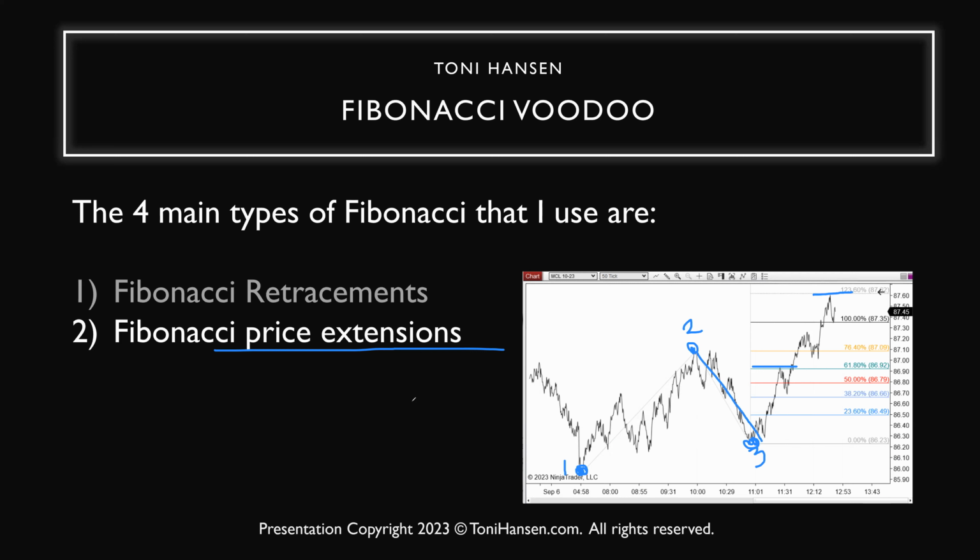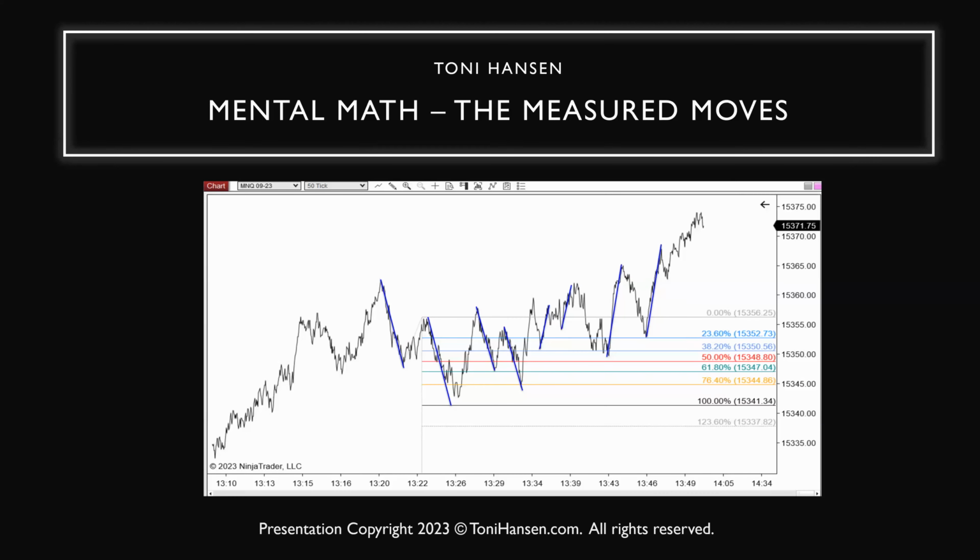And again, you're not going to use the level just by itself. You want to have other things that are coming together at the same place when you're doing your executions. So for example, when we go and add a fib fan, you're going to start to see fib fan resistance appear as well. So another thing to think of when we're using these Fibonacci price extensions is to think in terms of those measured moves.